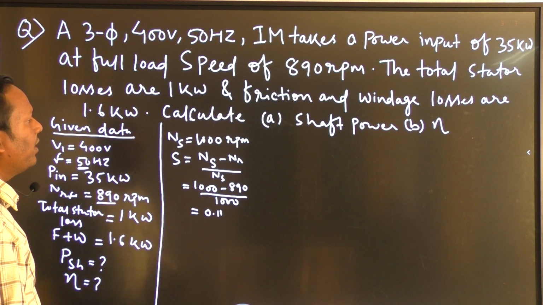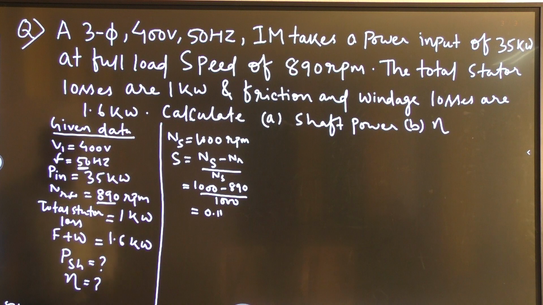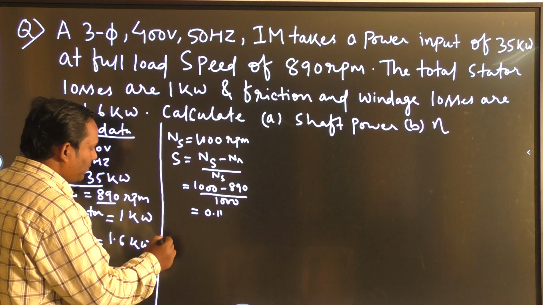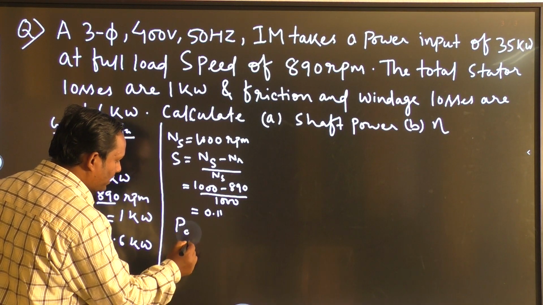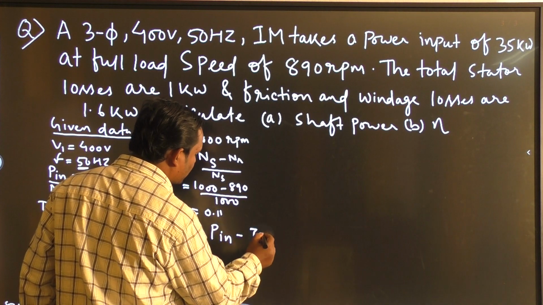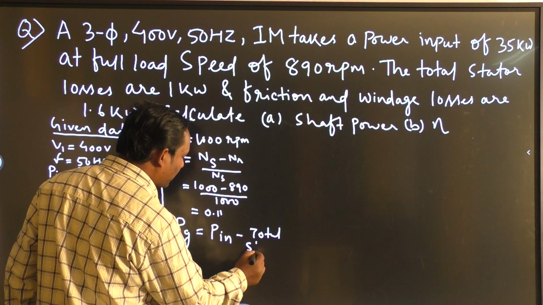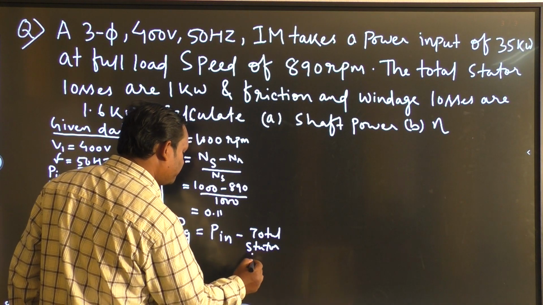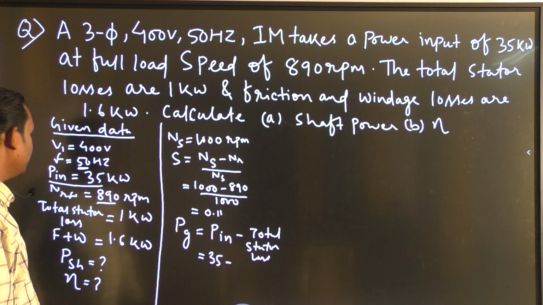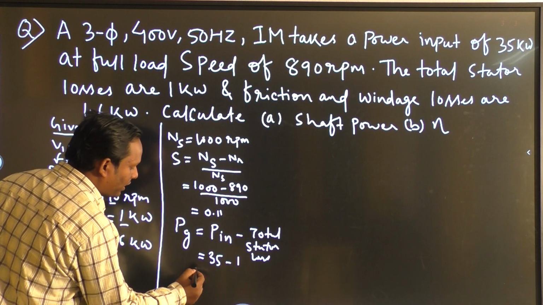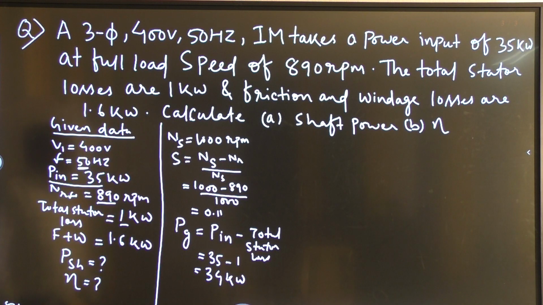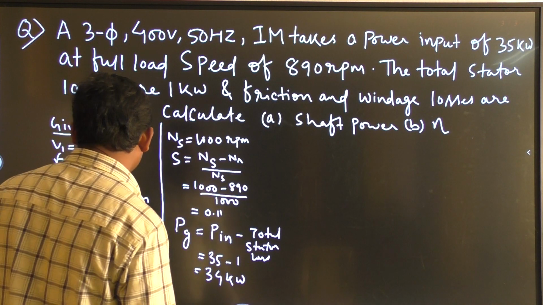After that you have to subtract the different losses from the stator input. The stator input, as mentioned in the question, is 35 kilowatt. To find the air gap power PG, or rotor input, PG is equal to stator input minus total stator losses. Your input is 35 kilowatt minus total stator loss, which is given as 1 kilowatt. So 35 minus 1 will come 34 kilowatt. Your rotor input or air gap power is 34 kilowatt.